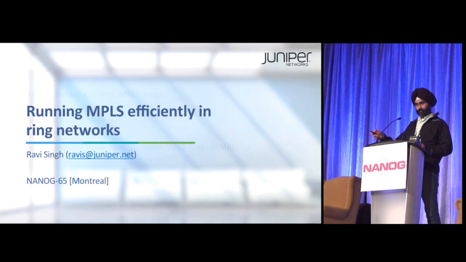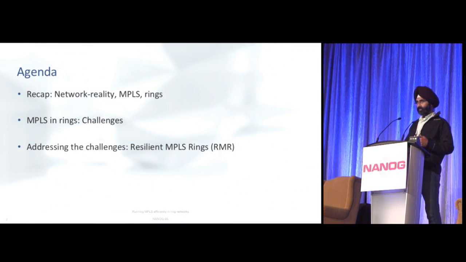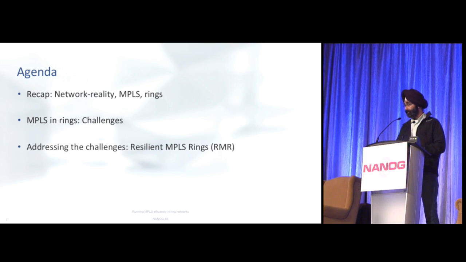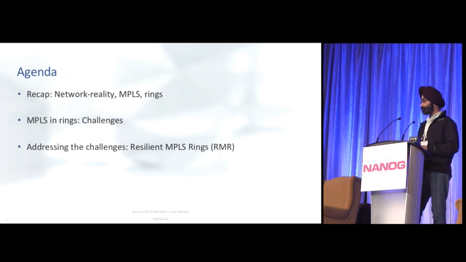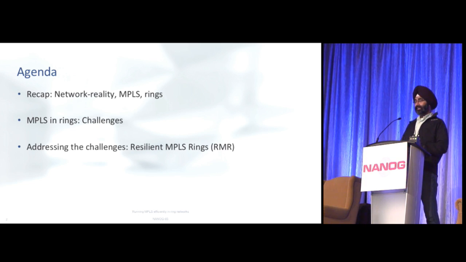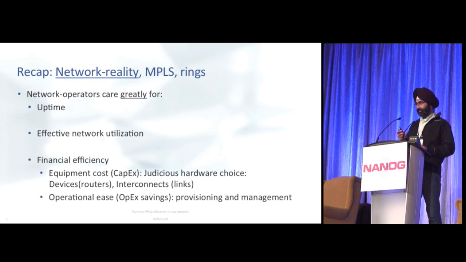So this presentation is essentially going to be in 3 parts. The first part is going to be a quick recap of what the network realities are and how MPLS enables those realities, and what the properties of the ring are, and why rings and MPLS haven't played along too well so far. And in the third part, we'll talk about resilient MPLS rings, which is an architecture by which some of the reasons why MPLS is not so prevalent in rings are alleviated, and it's my belief that with RMR, MPLS and rings can go together, and many of the pet peeves that prevent MPLS from being widely deployed in rings can be addressed. So with that said, let's quickly jump in and see what the network realities are.